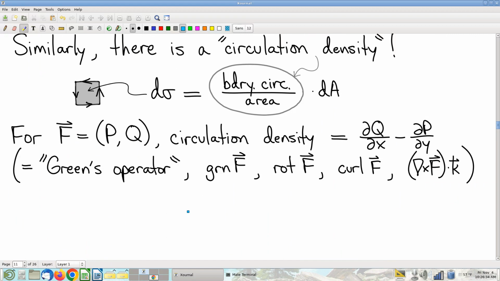Importantly, make sure to remember it's not about the letters. It's about which component of the vector field we're looking at. So I say here dQ/dx because Q is the second component, and likewise P here because P is the first component. That's going to be a relevant point in a few minutes.